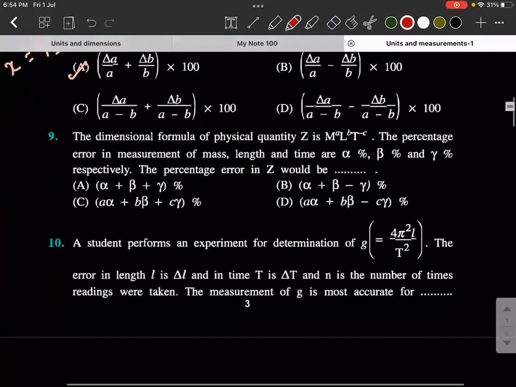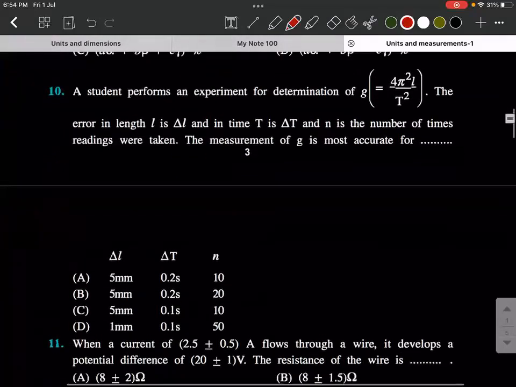So leave the ninth one. Read the 10th one. The student performs an experiment for determination of G. G is the acceleration due to gravity, which is given by the formula 4 pi square L divided by T square, where T stands for the time period. Okay. So this formula and all we'll derive in later chapters. We'll see. The error in L is delta L, and in time T is delta T, and N is the number of times readings were taken.